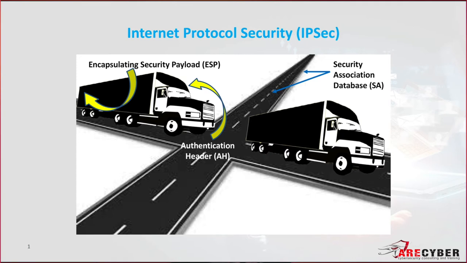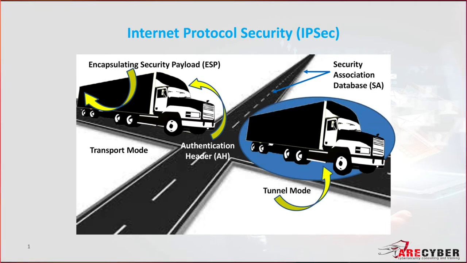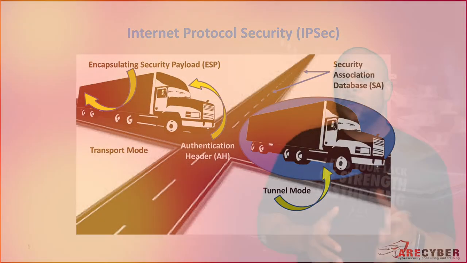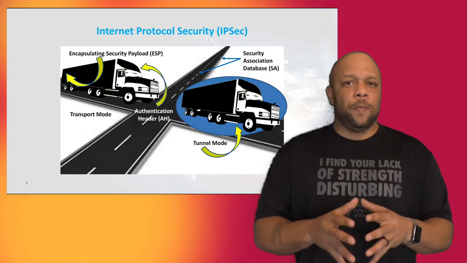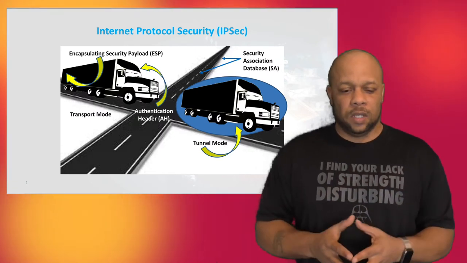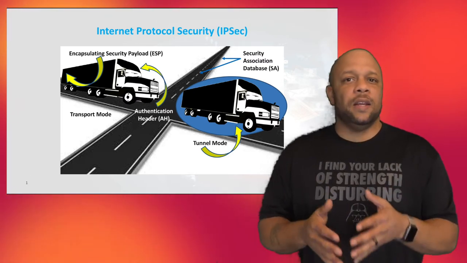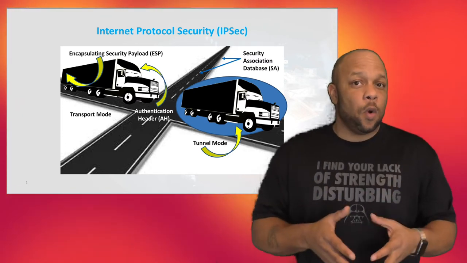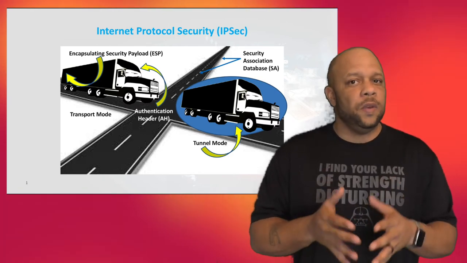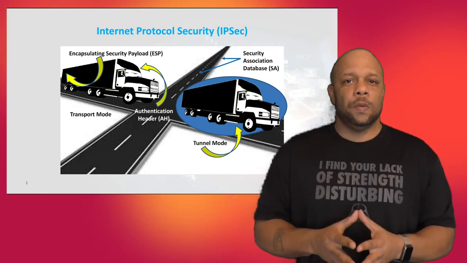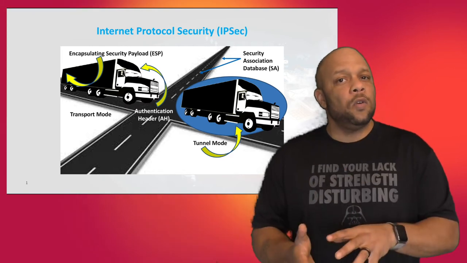Next, we have two decisions to make. When we invoke IPSEC, we can invoke it in one of two modes, either transport mode or tunnel mode. The decision is made simply by trust. Do you trust the highway that the truck is on? The easiest way to think about whether or not we can establish trust is, do you own the highway? Or do you own the network that the data is traveling? If you own the network, then transport mode is what you need. However, if you don't, then you need to select tunnel mode.